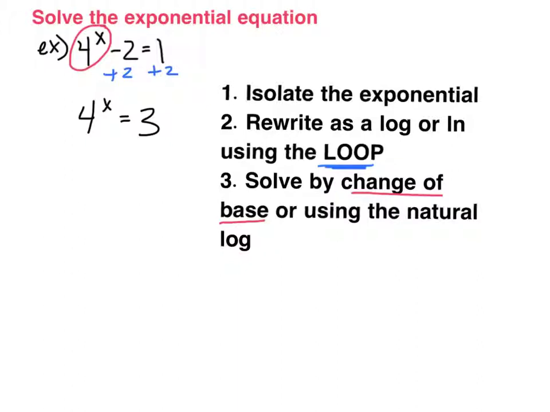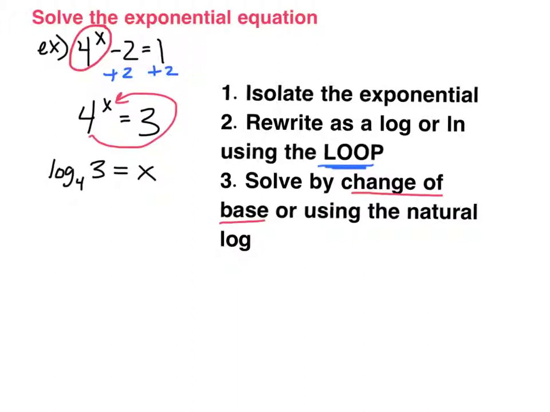Now here's the problem. We have an x in the exponent. The only way to solve when you have an x in the exponent is to change it to a logarithm. How do we change these things to a logarithm? We just rewrite them in a different way using that loop. The base of the exponential is going to be the base of the logarithm. Start with this 4, go around the equal sign. So now I have log base 4 of 3 is equal to x.